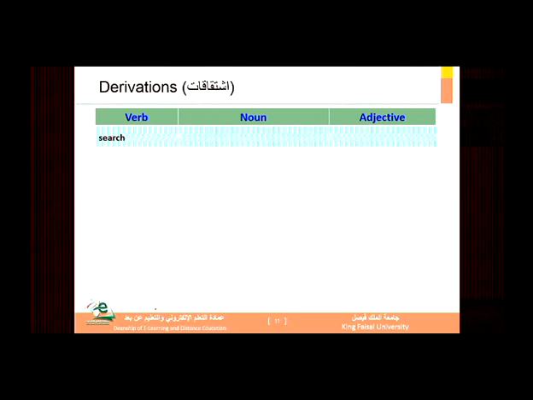So we start with this table, where we have a category of verb and how we can derive a noun. Then we derive an adjective. We start with the word search, which is clearly a verb. Now the word search, we can derive from it the word researcher or the word research. Both of them are nouns. So researcher is a noun, باحث, while research is بحث, and the verb itself is يبحث, basically search.